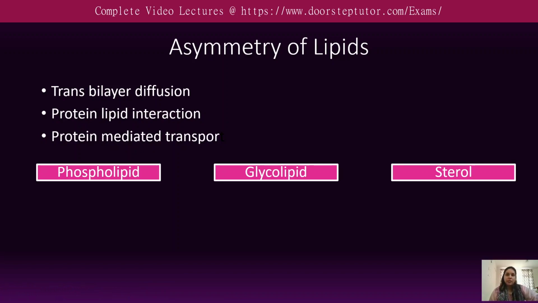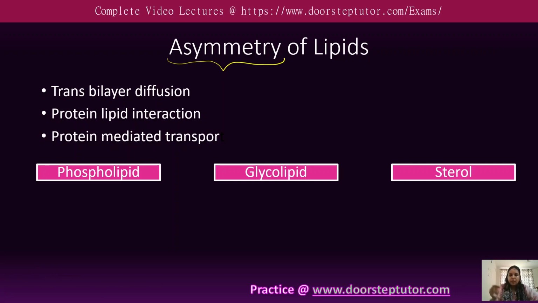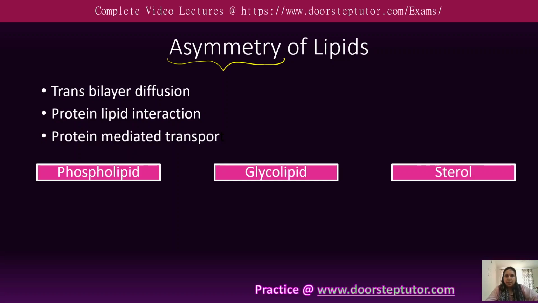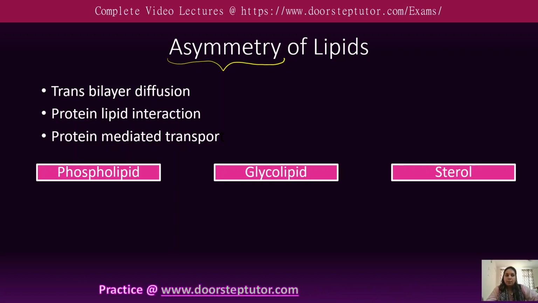Now let's talk about the asymmetry of lipids. As the name suggests, asymmetry means not symmetrical in structure, not equally distributed. They do not have equal proportions of something. So lipids are also not equally distributed in both monolayers of the plasma membrane. It means that the compositions of the outer leaflet and the inner leaflet are somewhat different, they do not have the same composition and same type of lipid in both the layers.